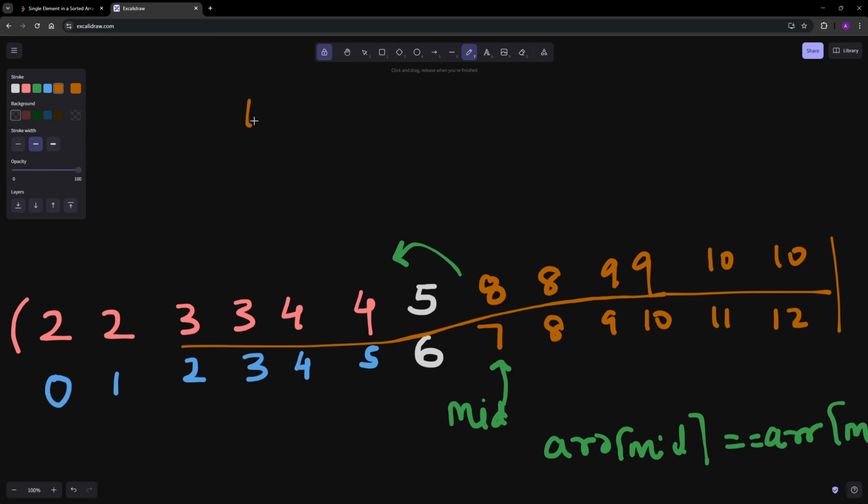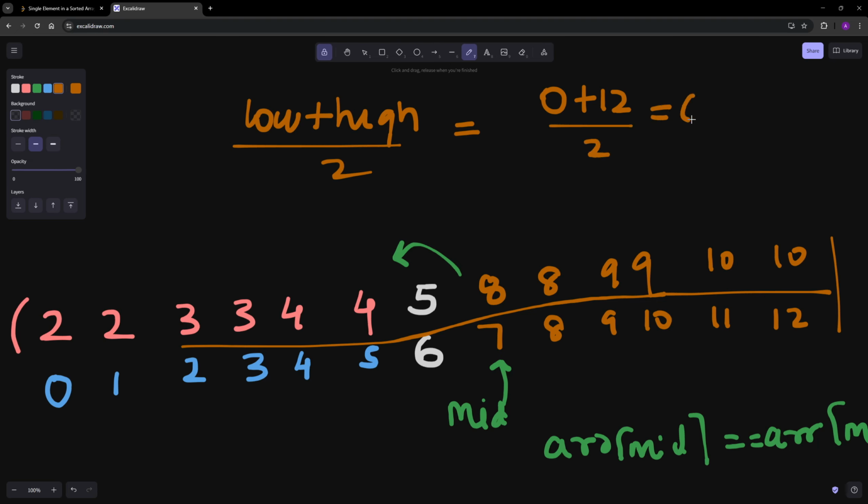Ideally, how will you calculate mid in a binary search? You calculate mid via low plus high divided by 2. Now you might be thinking that, hey, this guy is stupid or what? He is telling me to calculate mid like this. So 0 plus 12 divided by 2 will give me 6. And ideally, I should be focusing on the 6th element, this one element.